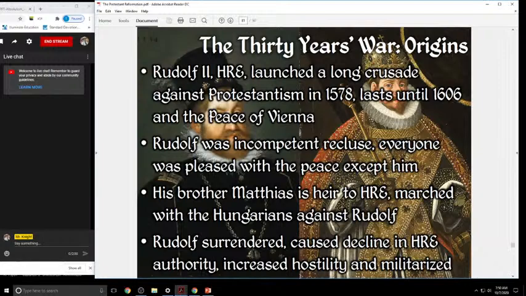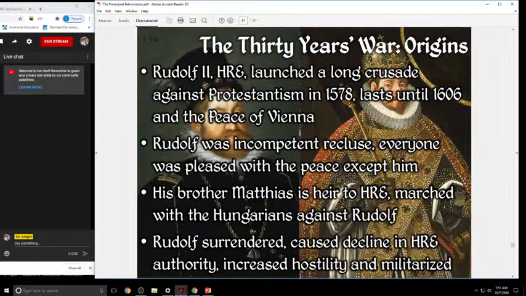So the Holy Roman Emperor of this time is a guy named Rudolph II, all right? And he launched a long crusade against Protestantism in 1578, breaking the tradition with the Peace of Augsburg. Okay, the Peace of Augsburg had been negotiated in 1555, and it had for a time put some limits, like the cuius regio eius religio thing, which I know I'm saying wrong, but basically, he who reigns, so the religion. That was the agreement of the Peace of Augsburg to try to stop religious warfare between Holy Roman Empire states.